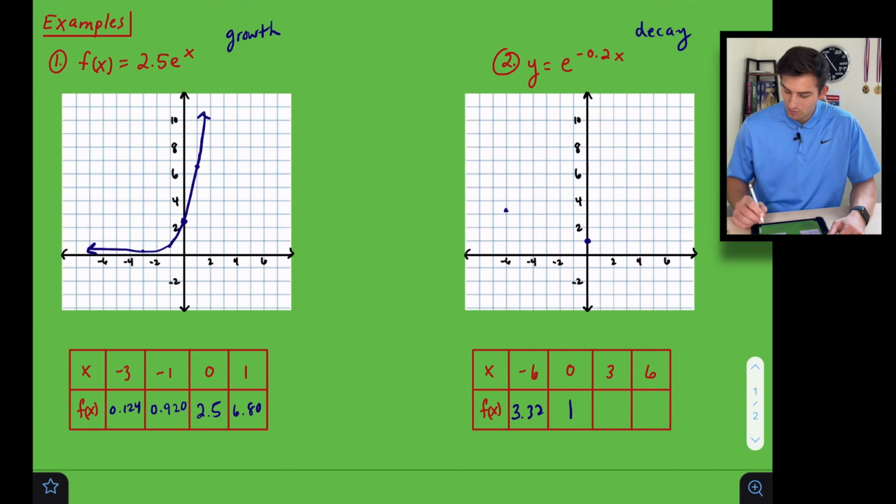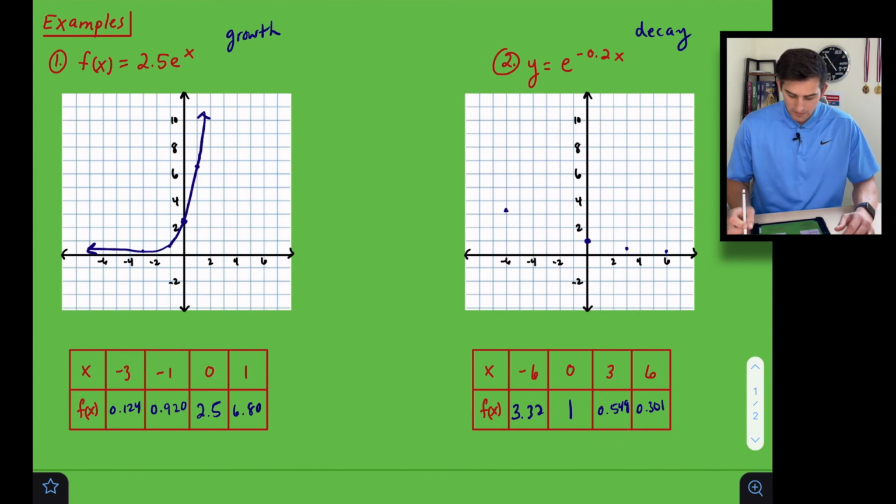All right, and now for 3, so let's do e to the negative 0.2 times 3 in the exponent, and we get 0.549. So 3, 0.5, so down there. Okay, and now for 6, we're going to do e to the negative 0.2 times 6, and we get 0.301, and that's going to be really, really small down here at the bottom.